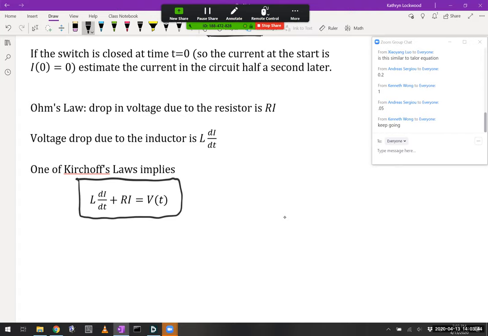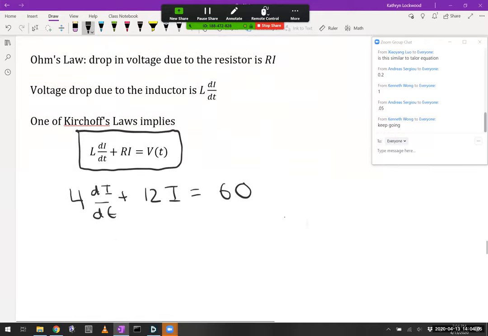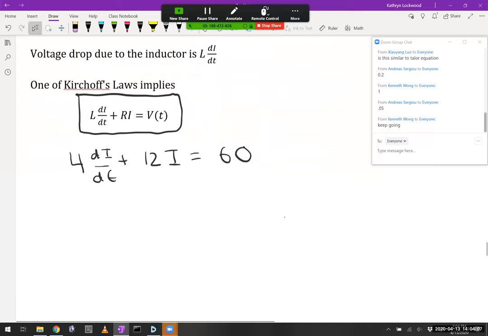All right, let's plug in the given values. L was 4 henries. R was 12 ohms. And the voltage is constant at 60, since we just have a constant source of the battery at 60 volts. The only unknown here then is I. What's the current at time t?